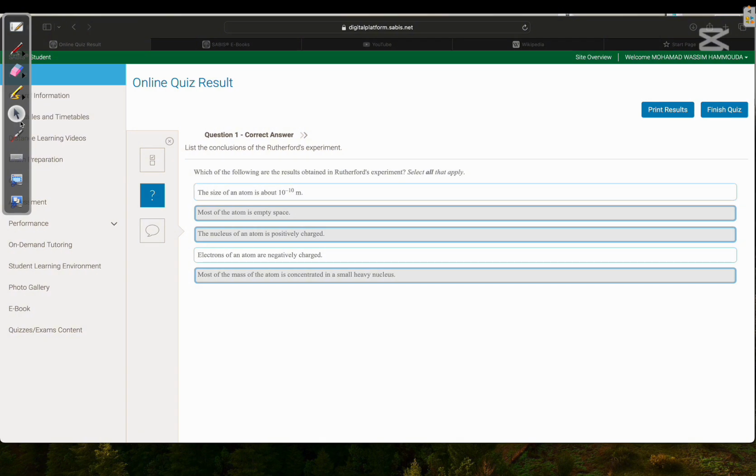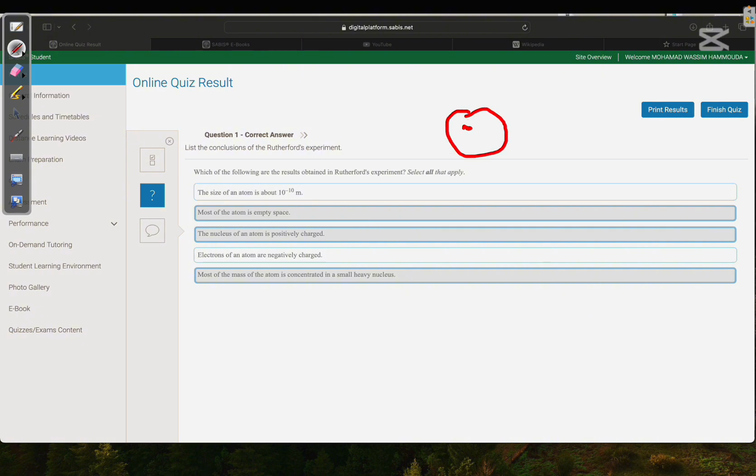Okay. Which of the following are the results obtained in Rutherford's experiment? Most of the atom is empty space. The nucleus of an atom is positively charged. This is because the nucleus has only protons and neutrons, so obviously the net charge is going to be positive. Most of the mass of the atom is concentrated in a small heavy nucleus. This is because electrons are very small with nearly negligible masses compared to the nucleus, which has a really large mass.